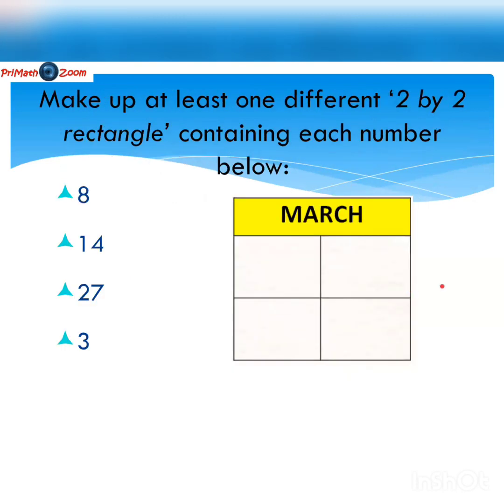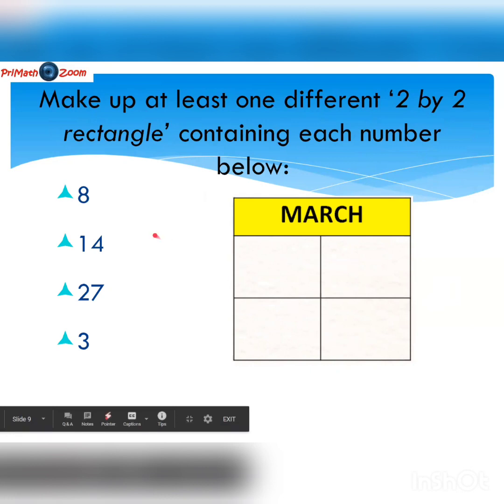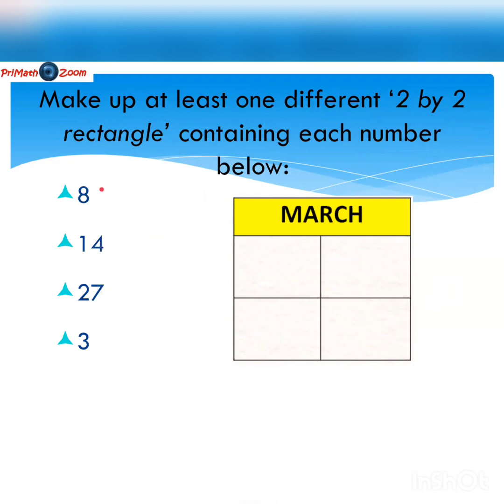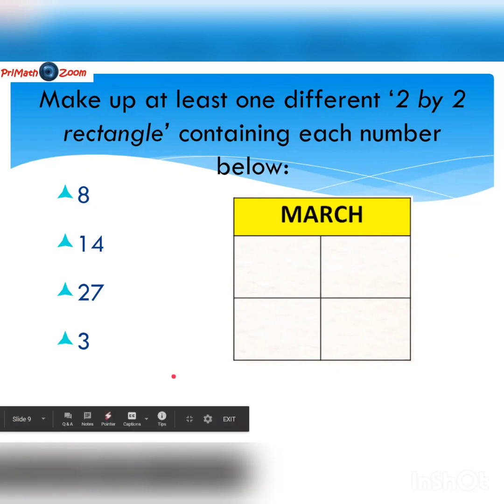All right, so now we have this task. Let's see if we can figure out how to create this 2 by 2 rectangle by filling in at least 2 of these numbers. So here goes. We have this day that follows this day, which is 1 week from this first day, and this day, which is 1 week from the second day. Now, I decided to start with 8, but let's see what you can come up with.